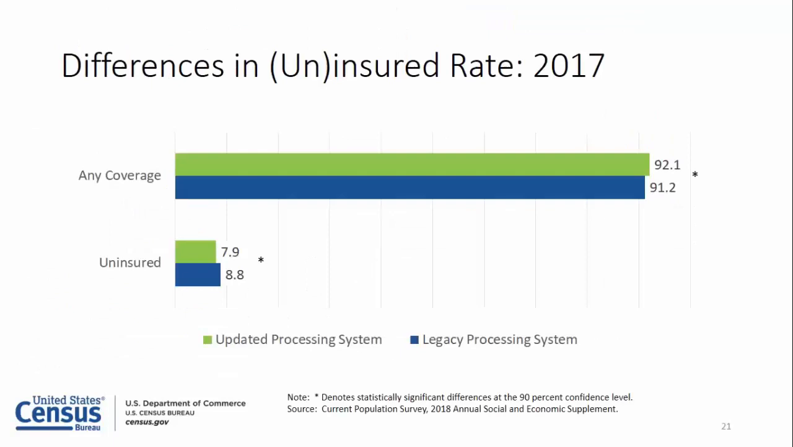This figure shows the results using the updated processing system, and that they differ statistically from the legacy processing system at the national level for the uninsured rate, representing no coverage at any time during the calendar year, and for the percentage of people with any coverage at any time, even if only for a short time during the calendar year.